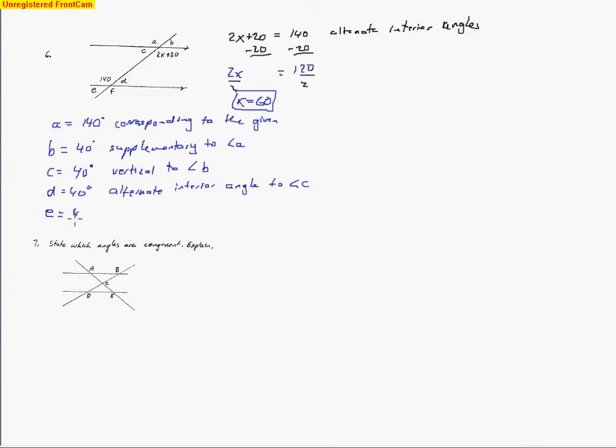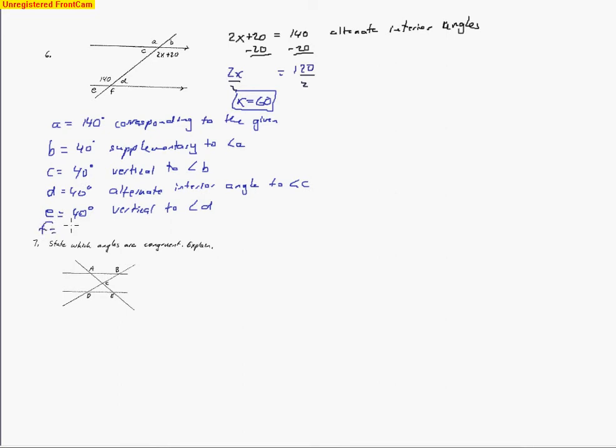E is also 40 degrees. The reason why it's 40 is that it's vertical to angle D. So again, there are lots of different ways you could specify that. I could have said it is also 40 because it's corresponding to C. I could also say it is alternate exterior angles to B. And that's what I'll say for F.